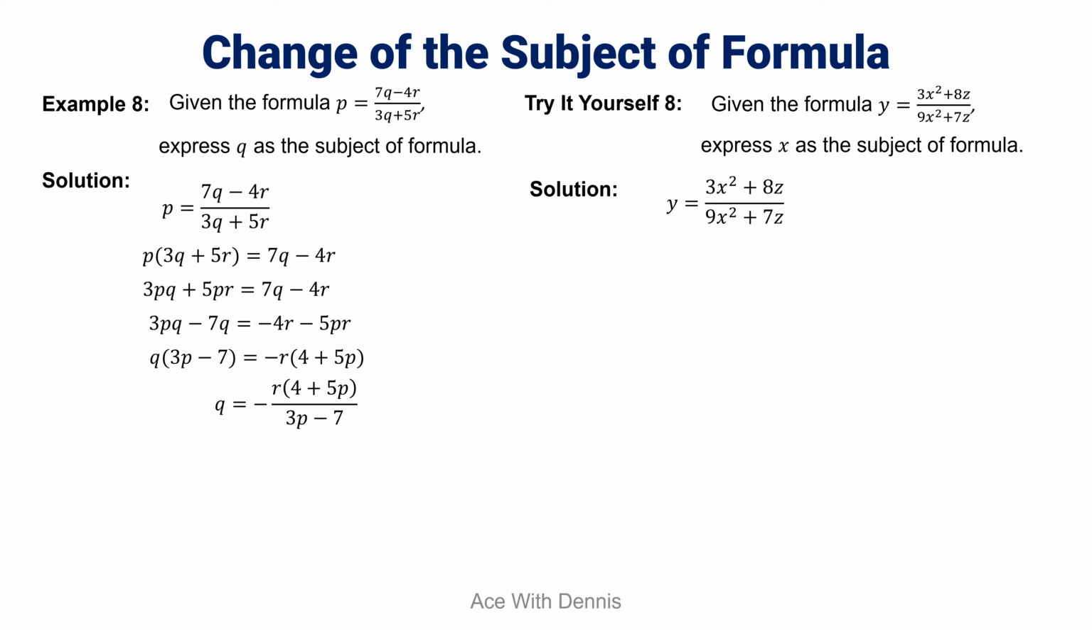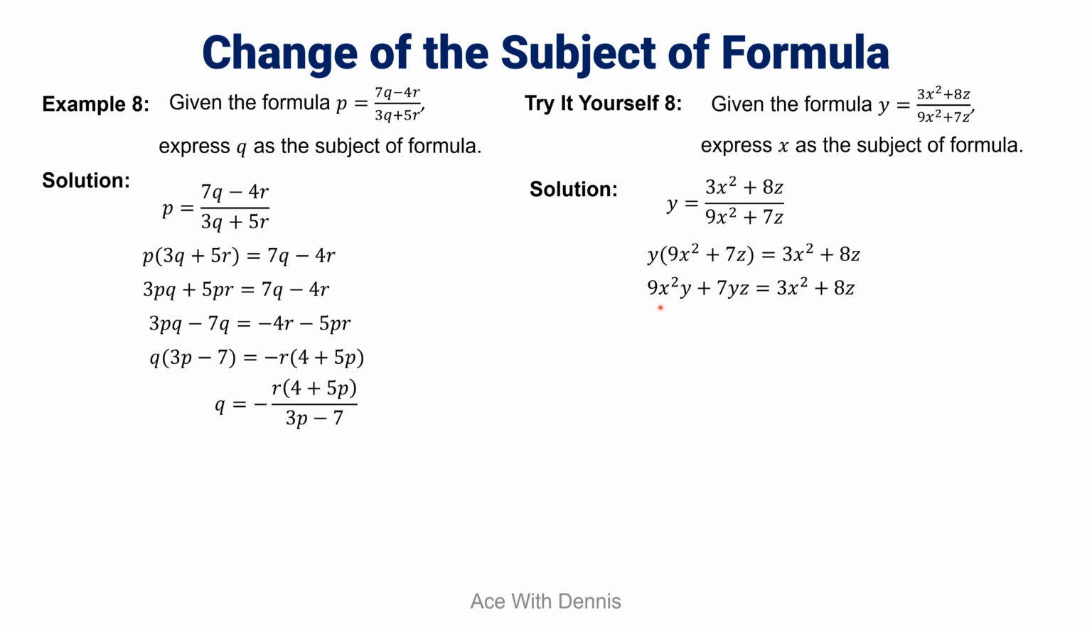Alright, so the solution here is, given this formula, y equals (3x² + 8z) over (9x² + 7z). The subject I want to change is the x here. As you can see, it is at the top and the bottom. I have a square here also, so I need to be careful when I change it. So again, move this denominator to the left hand side, becomes multiply: y(9x² + 7z) equals 3x² + 8z. The next step, I will expand this bracket.